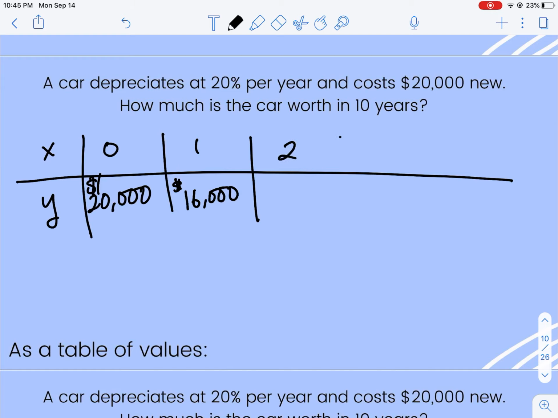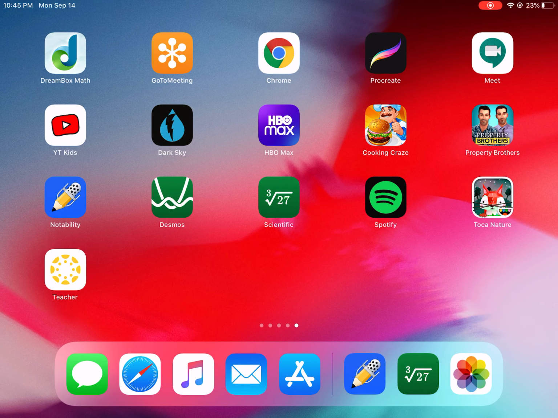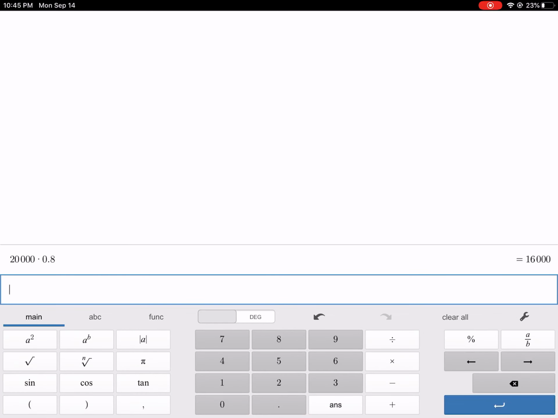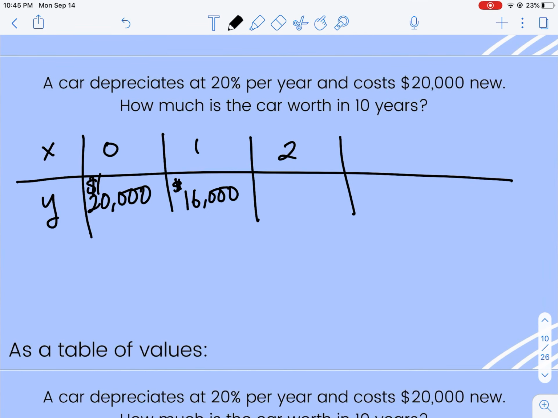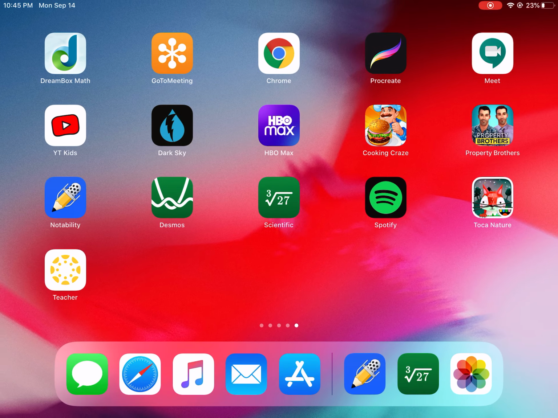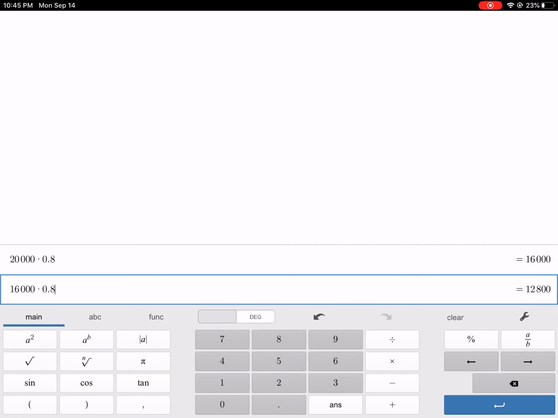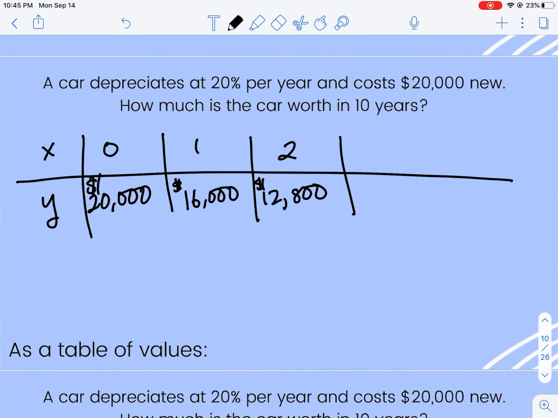But another year goes by, and now what I'm looking at is that 16,000 times 0.8. So now it's only worth 80% of that value from the year before. So now it's worth $12,800. It didn't lose $4,000. This time it lost $3,200. Let me just make sure I got that. Yep, $3,200. So it lost less this time.